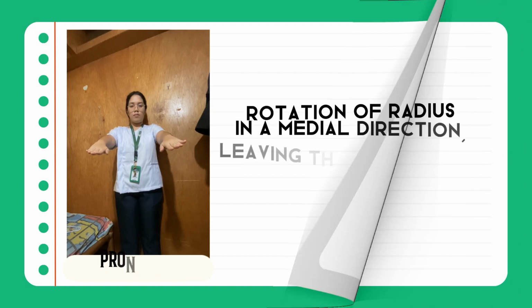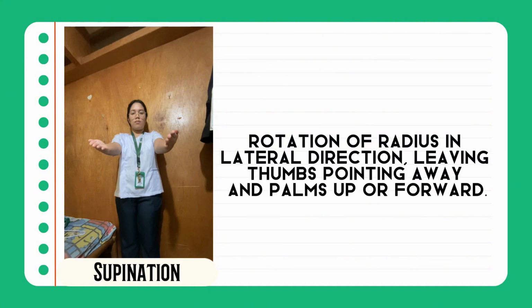Pronation. The rotation of radius in a medial direction, leaving thumbs pointing medially and palms down or back. Supination, a rotation of radius in lateral direction, leaving thumbs pointing away and palms up or forward.